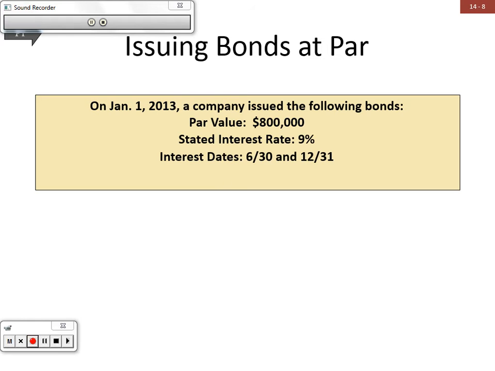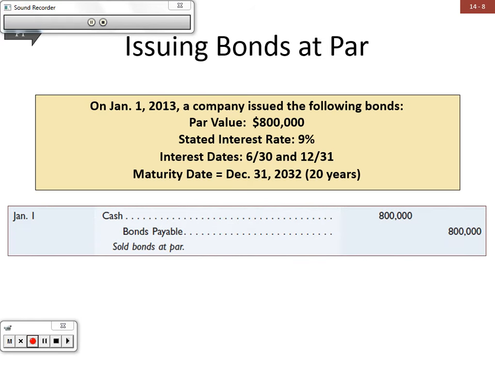Here's an example, issuing bonds at par. On January 1st, they issued a par value bond of $800,000 at an interest rate of 9%. These interest dates, 6/30 and 12/31, indicate that that's a semi-annual interest payment. Maturity date is December 31st, 2032. Year 2032, so 20 years from now.